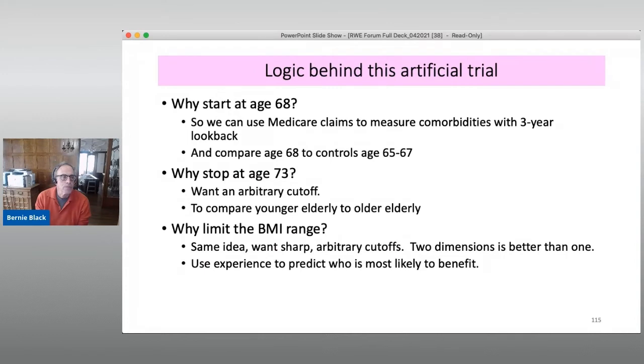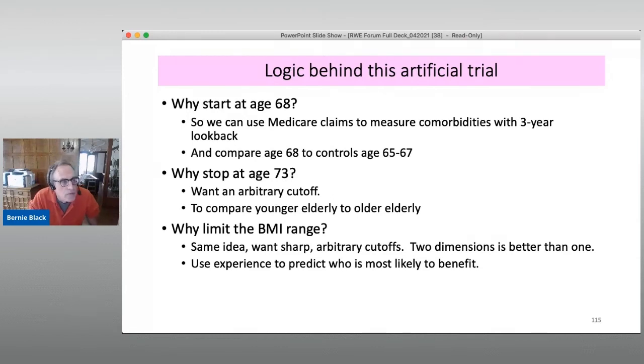Why this particular design? It's not unique. I tried to come up with the ideas that work for this example. There will be other design ideas that will work for other examples. Why start at age 68? Answer, so we can use Medicare claims to look back for 3 years and measure comorbidities and make sure that people have similar comorbidities for treated versus control. We can compare age 68 to controls a little bit younger for whom we also have data.